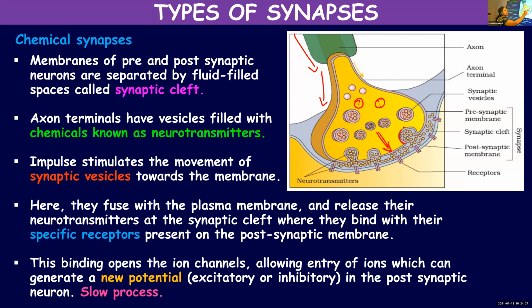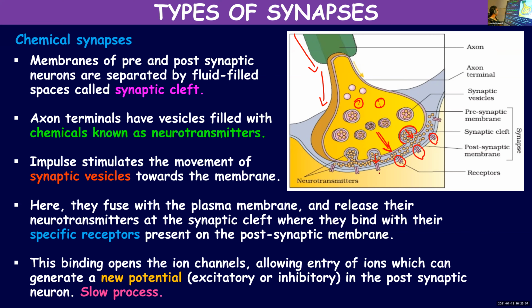They will fuse with the membrane and release the neurotransmitters. Neurotransmitters are shown as black, small bubble-like round structures. So they fuse with the membrane and release these neurotransmitters. And what happens to them? They will slowly move and bind with receptors. See here, these are the receptors. They will come and bind with these receptors.